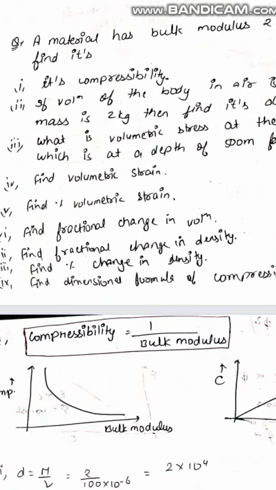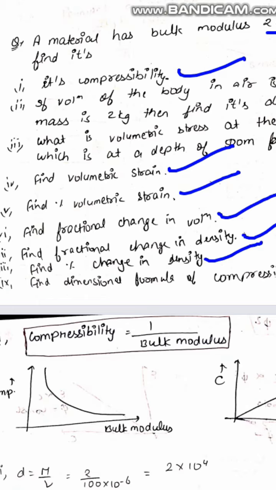Let's discuss a numerical based on elasticity. For a certain material, the bulk modulus is given here. Then we need to find its compressibility, that is the first question. Then the volume in air is this much and the mass is this. Then find its density in air. Then find the volume inside at a certain depth. Then we need to find the volumetric strain, then the percentage volumetric strain, then the fractional change in volume, then the fractional change in density, the percentage change in density, and the dimensional formula of compressibility.